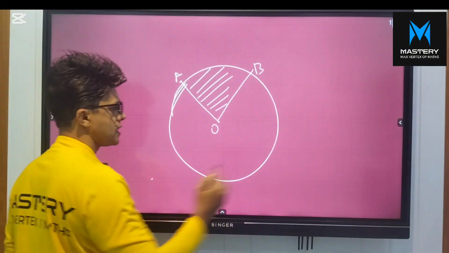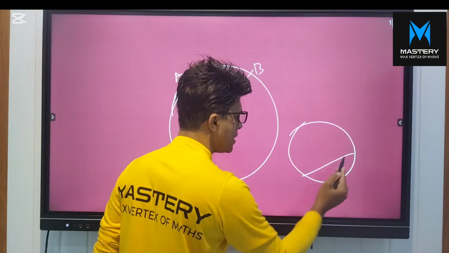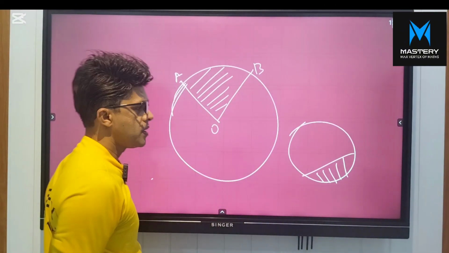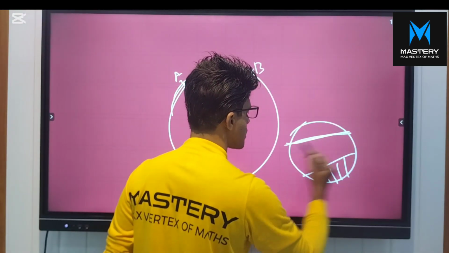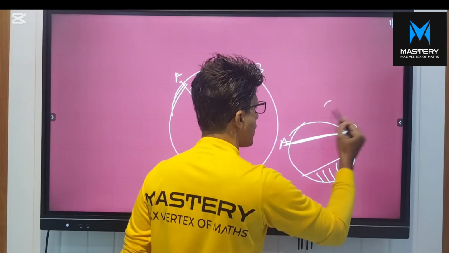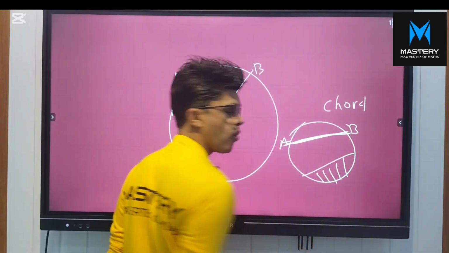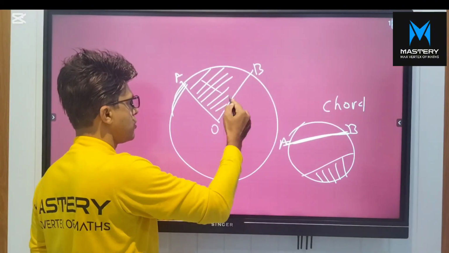Okay, here is a sector, here is a segment, right? Here is a segment, here is a chord. This type of one is a chord. Okay, this is the answer for this question.